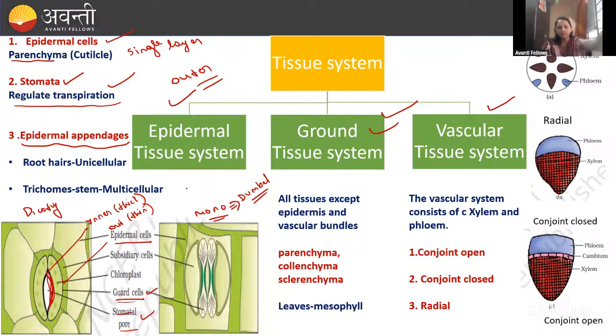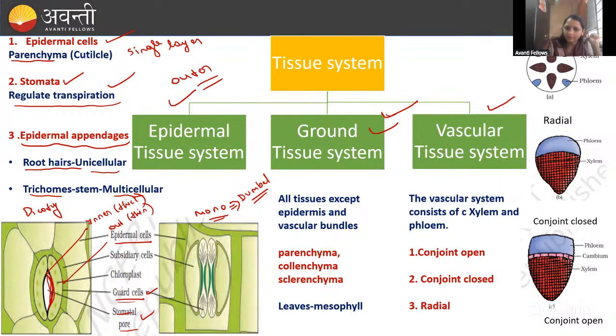Then coming to the epidermal appendages, guys. Epidermal appendages means those present on the epidermis. For example, the epidermis of the root consists of unicellular hair, the root hair. And the stem mainly consists of trichomes. The trichomes are multicellular in nature. They also have the function of secretion. They will secrete some mucus-like or carbohydrate substances also.